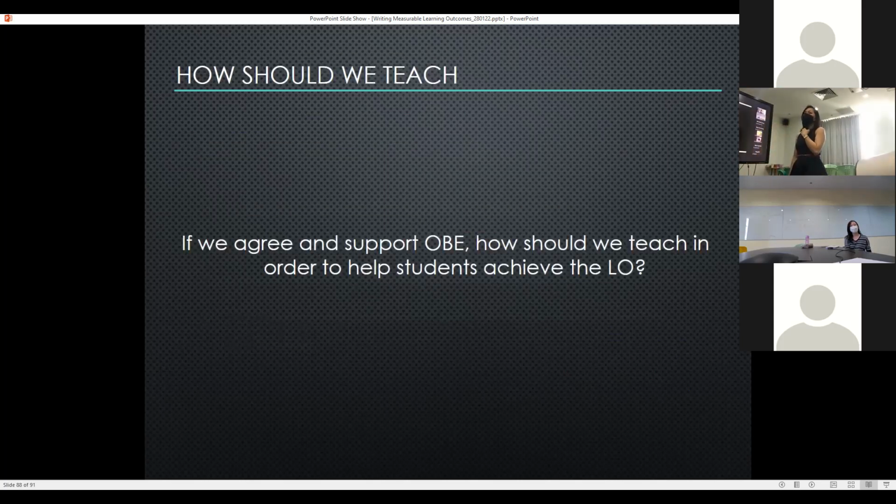Therefore, lastly, if we all agree and support OBE, and we understand this model, we should really think about how we need to teach in the classroom in order to help our students achieve the LO. I remember at the beginning, one of you wrote, it is not about what we want to teach the students. It is about how we help the students to achieve the outcomes. Our job is to help the students achieve the outcomes. That's why I said OBE is very student-centered. It really removes us from being the knowledge provider to a person who facilitates their learning. Okay, and that takes quite a bit of a mindset change.